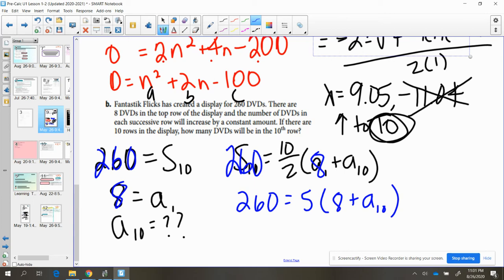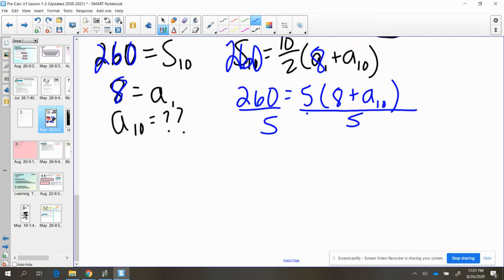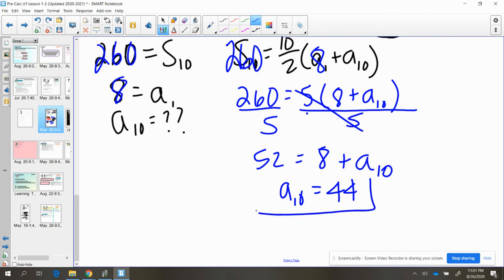Well, I personally like to divide everything by this coefficient out front. That's how I personally would rather solve it. You do you. But you should get 52 equals 8 plus a sub 10. This was canceled. And last but not least, when you subtract over, we're going to find out that there are 44 DVDs in that 10th row.